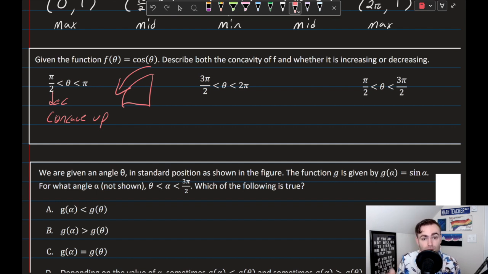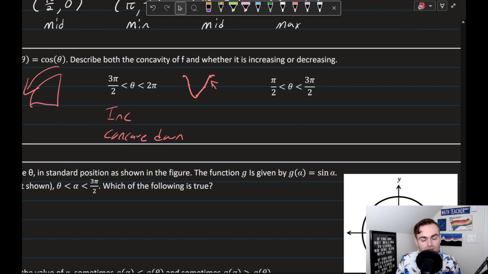Next one, we can actually do the 5 key points and draw a crude little cosine graph. Remember, cosine is up, middle, down, middle, up. So we get this crude little curve, and we want this part of it. I can see that it is increasing, and I can see that it's concave down. Not bad. I'm going to go to the circle again for this part.